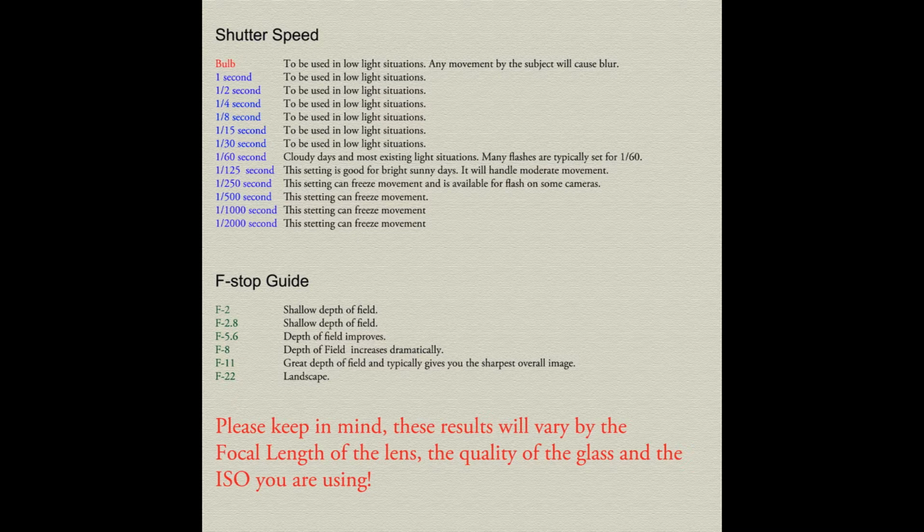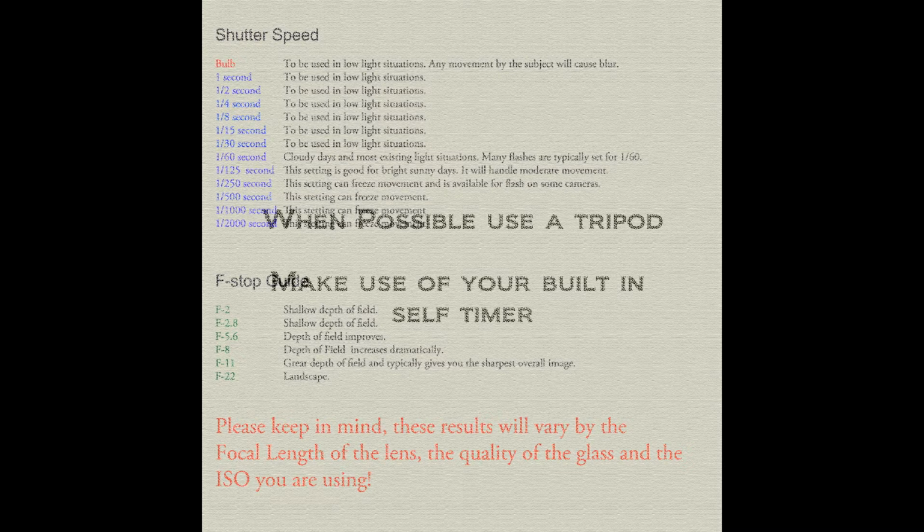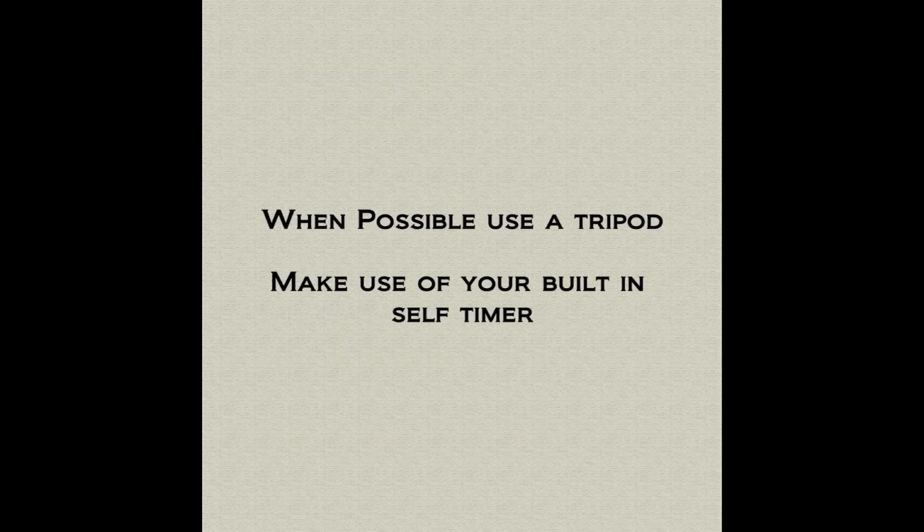We'll start out by taking a look at bulb, 1 second, half second, quarter second, eighth of a second, and even up to a 15th of a second to give you an idea what this looks like. Some things you should be aware of before you start taking images that have a slow shutter speed. When possible, always use a tripod.